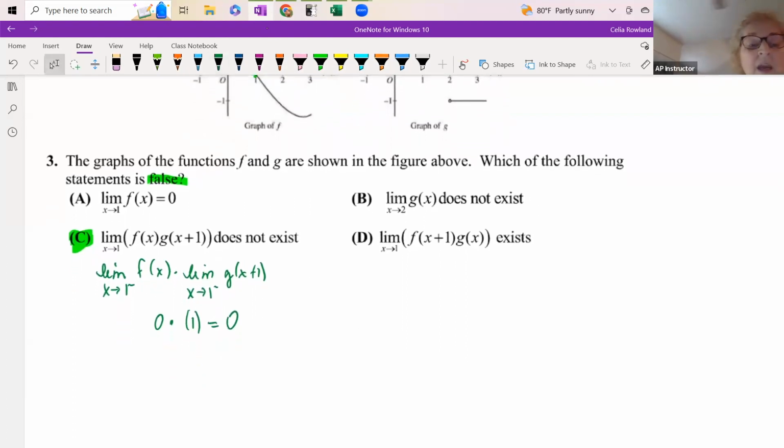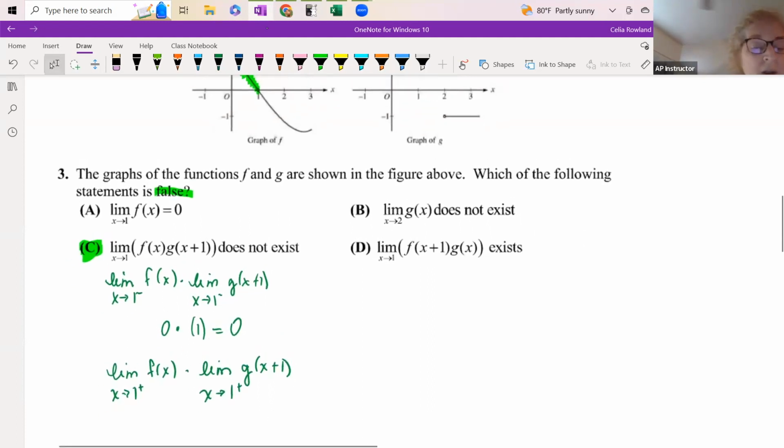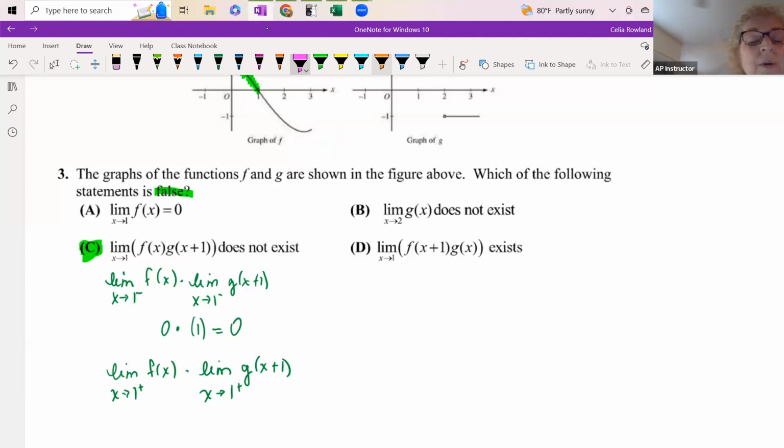Now do the same thing from the right. So I'm going to throw that in a different color. What's the limit as x approaches 1 from the right of f of x times the limit as x approaches 1 from the right of g of x plus 1? Okay, so as I approach 1 from the right, let's make it darker pink. So here we go. We're approaching 1 from the right, okay?